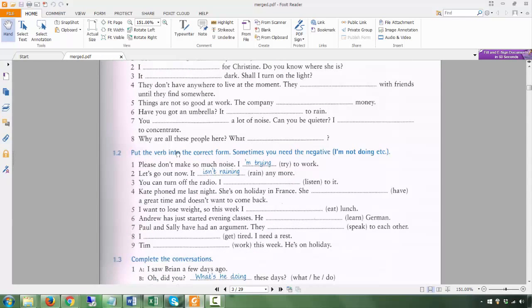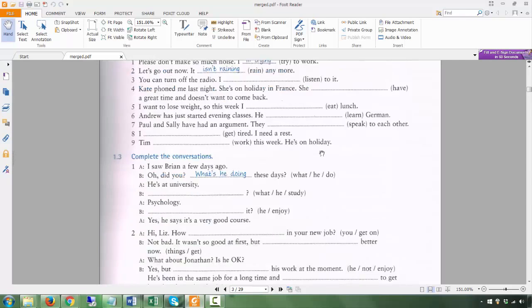1.2, put the verb in the correct form. Sometimes you need the negative. All right, and then this is basically the question.